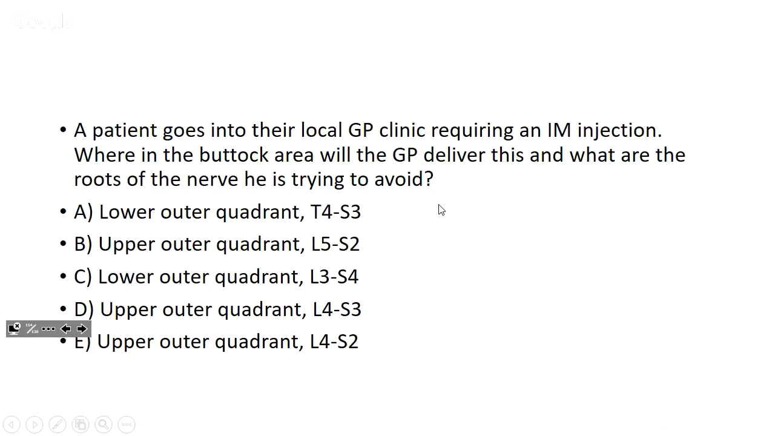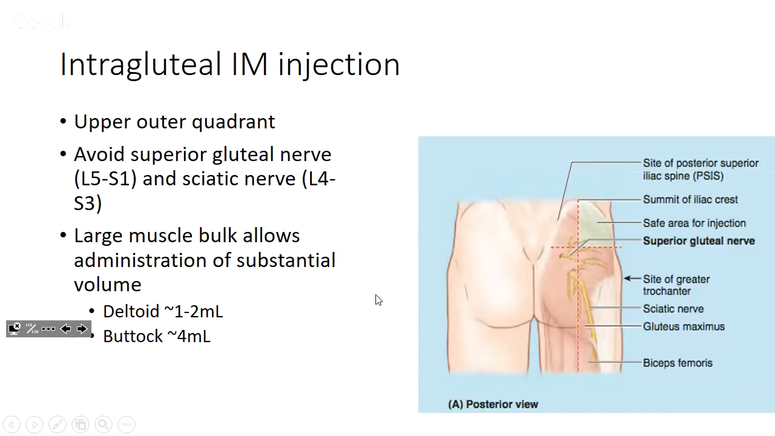So it's the upper outer quadrant. Just always remember that. And which nerve are you trying to avoid? Sciatic nerve, that's right. So that is L4 to S3. That's good. So as you can see here, this part doesn't have any nerves that you can damage.